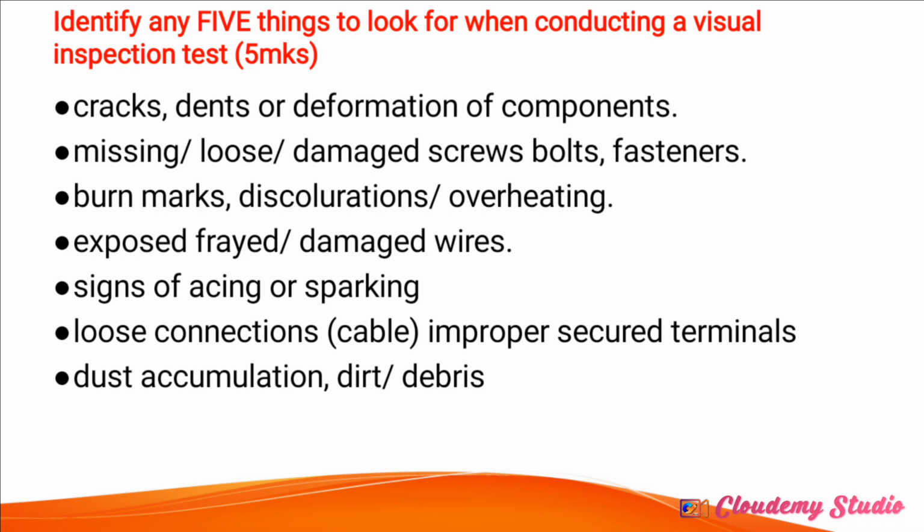Then loose connections or improperly secured terminals. From the recent practicals that we did, I showed you what a loose connection looks like. You might find that one cable, maybe the live cable, is passing through a socket and the other cable is not passing through the socket. It has been left hanging. Those hanging cables that are left are called loose connections. Then you have dust accumulation, dirt, or debris. You might find that some components have a lot of dust on their surfaces. That's when you can use a blower or a cleaning agent or solvent to clean that part.